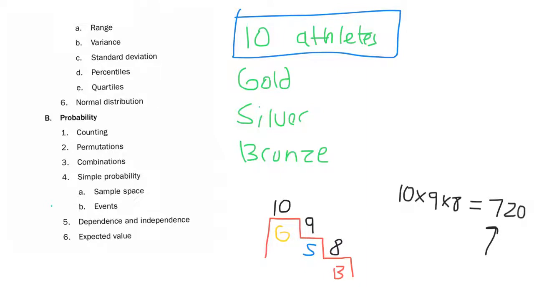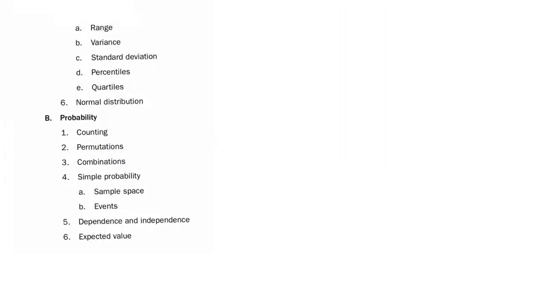Now, the key with permutations, and I'll just underline what we're talking about, is that the order matters. So when it comes to permutations, order matters, namely gold, silver, bronze in this case. All right, so that's permutations. Okay, so the next concept is combinations. Combinations is when the order does not matter. So permutations is when the order matters, and combinations is when the order does not matter.